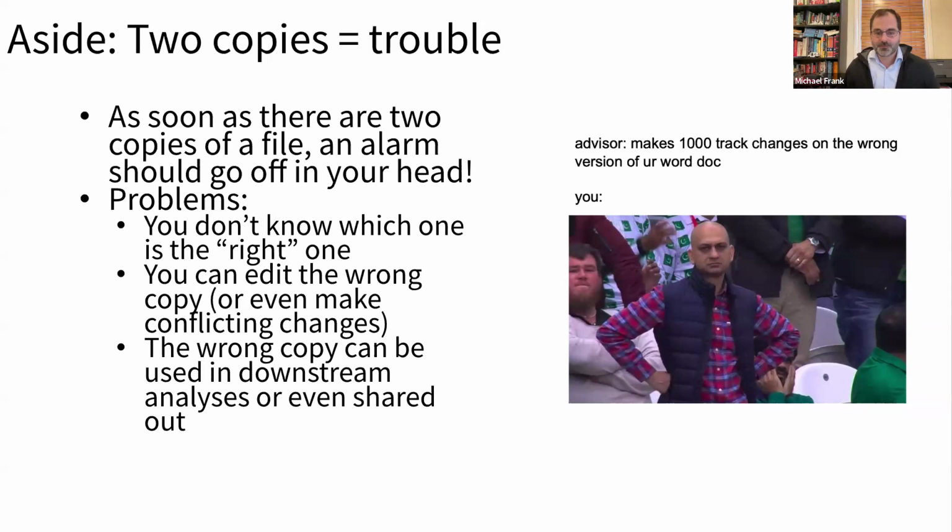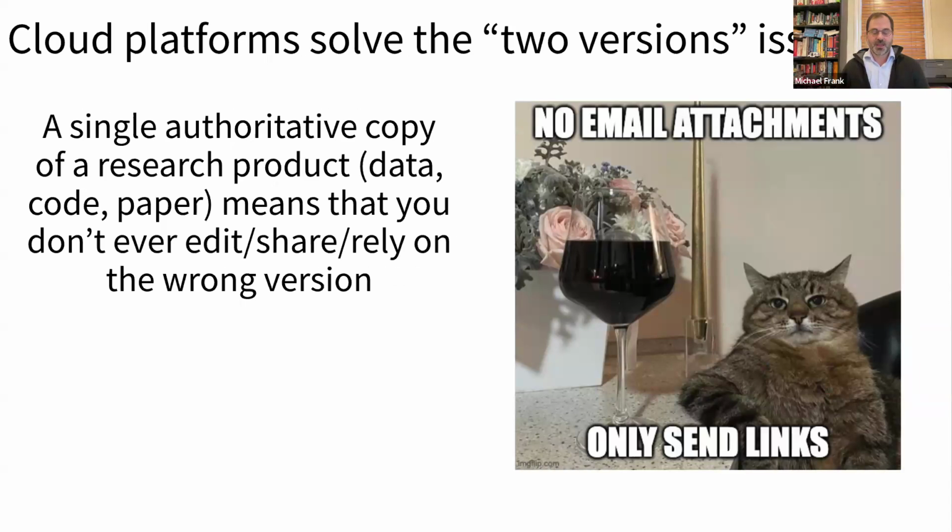So cloud platforms solve the two versions issue. A single authoritative copy of a research project, its data, code, or paper means that you don't ever share or edit or rely on the wrong version. And this authoritative copy has a clear message, which is that you cannot send email attachments of your docx file. It's fine if you want to work in Microsoft Word, but you have to share it using a cloud platform as a link. Every time you email that document back and forth, you create a risk that you will have two conflicting versions and you create more work for yourself. The message is: only share links.